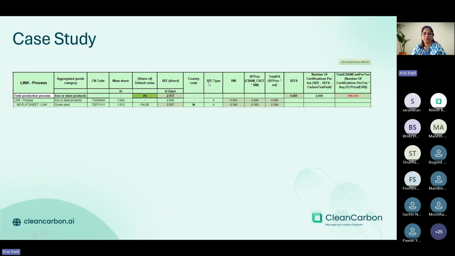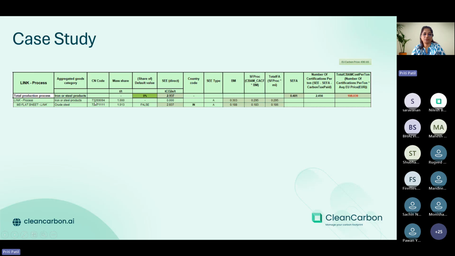Then this column tells you SE type. As I told earlier, this is SE direct for the product, 0, and it is coming from the actual SE calculation through the CBAM report. Similarly, for precursor, it is 2.937. It is also actual, coming from the suppliers' data, suppliers' CBAM report. So both are actual. So since these are actual, we are using actual benchmarks. These are actual benchmarks for these CN codes.